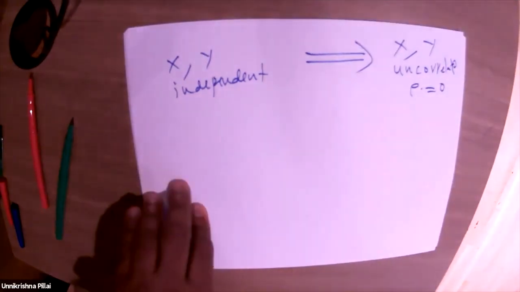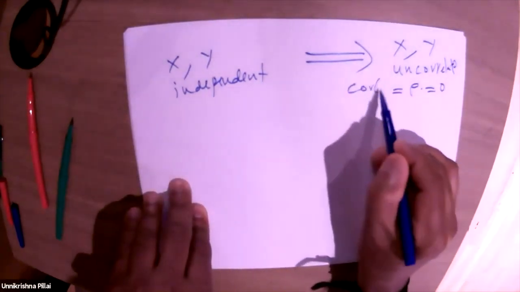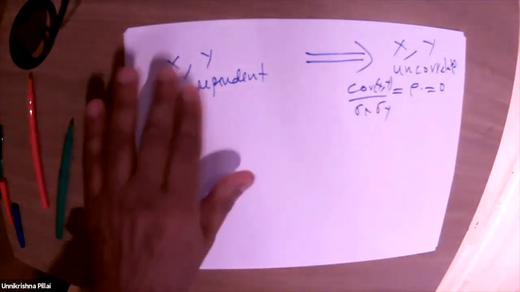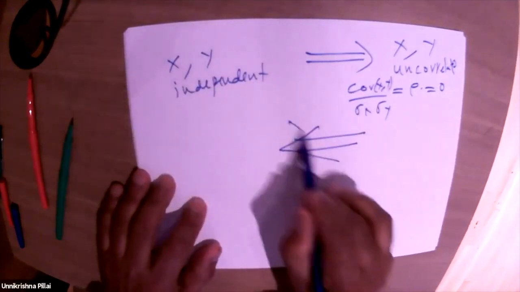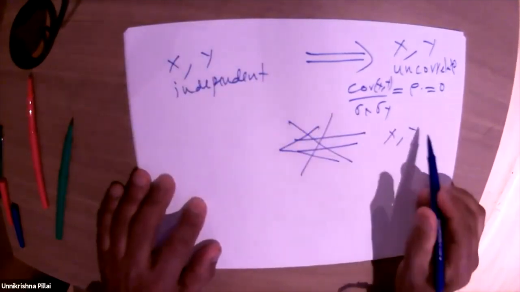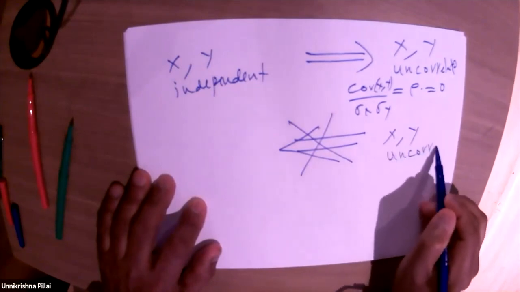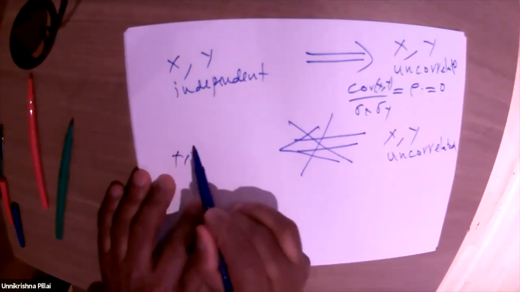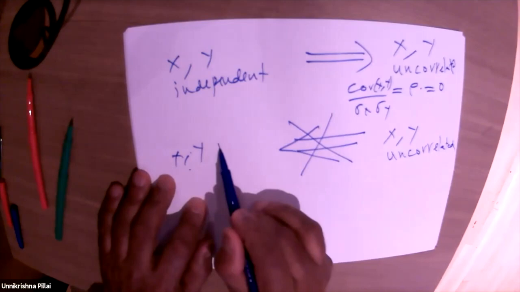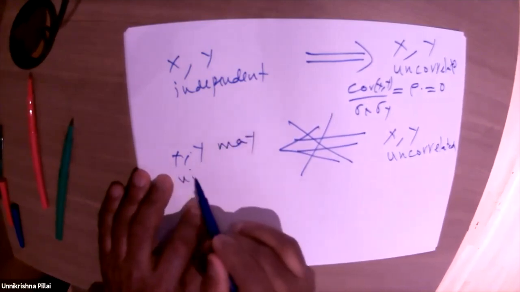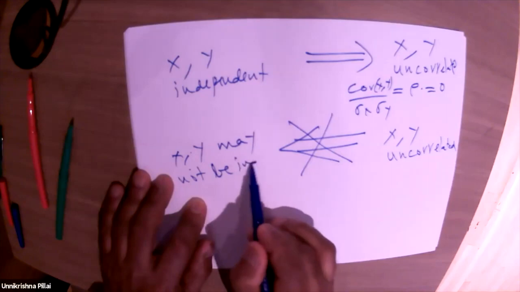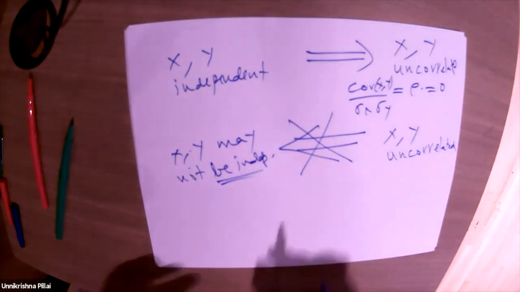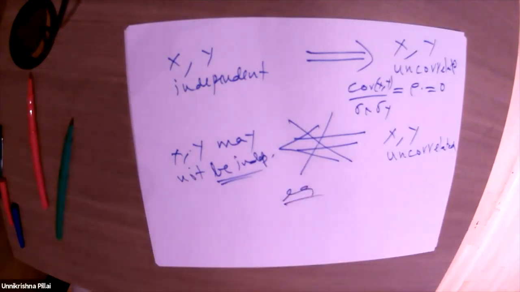So remember, we proved that because rho is covariance over sigma x sigma y, and covariance is zero, correlation is zero. So if X and Y are independent, they are uncorrelated. What I am trying to tell you is that if X and Y are uncorrelated, they don't have to be independent. Maybe, may not be. This is always true, the top. So let me show you this through an example in the next.